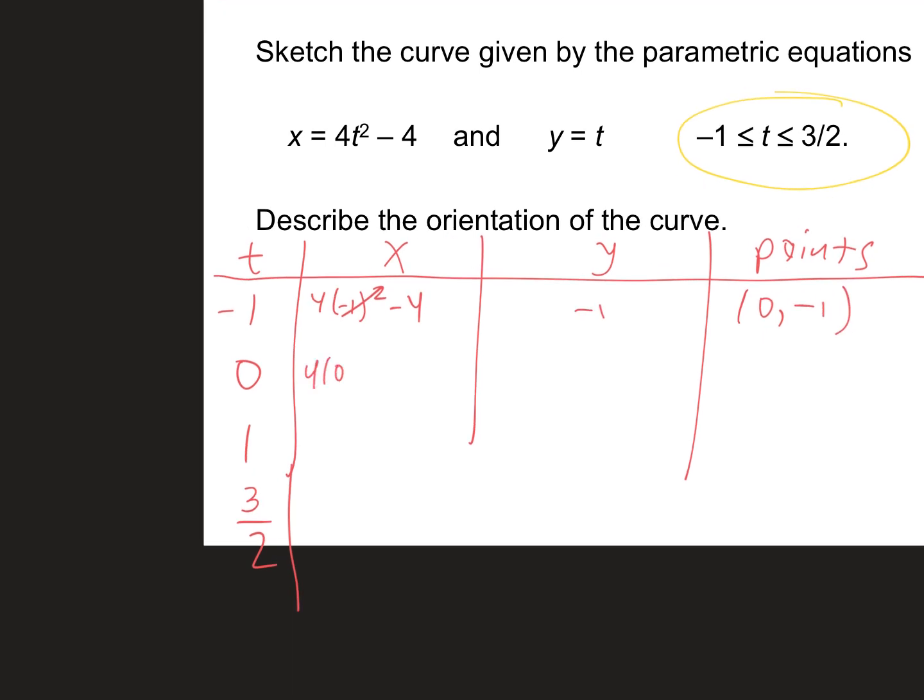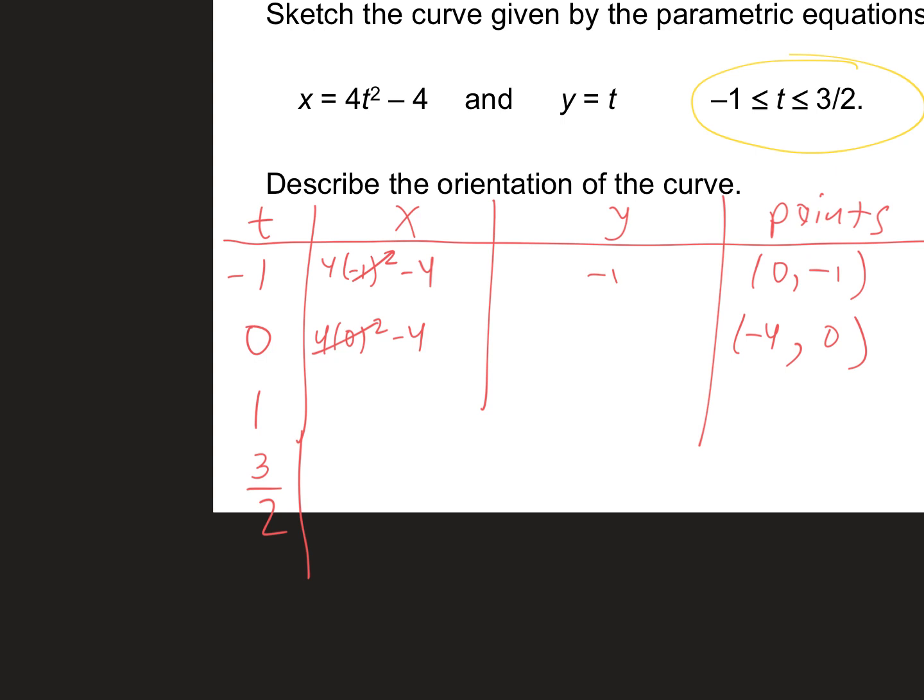Okay, so now we're going to plug in 0. So 4 times 0 squared minus 4. What's 0 squared? 0. Times 4 is 0. Minus 4 is? No, it's -4. And then I'm going to plug in 0 for t, which just gives me what number? 0. Perfect. So now 1. 4 times 1 squared minus 4. What's 1 squared? Times 4 minus 4? 0. And then when I plug in, I get 1.